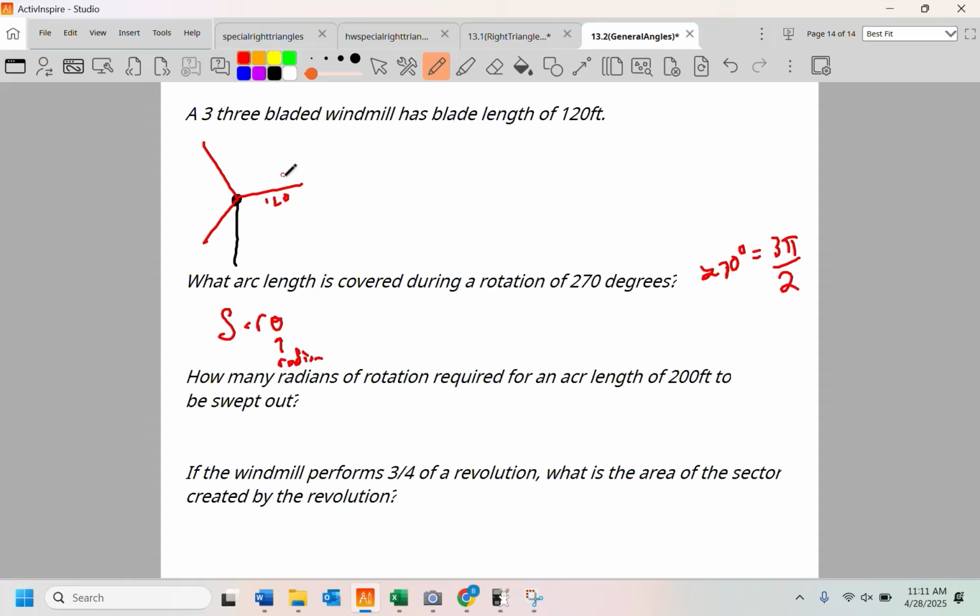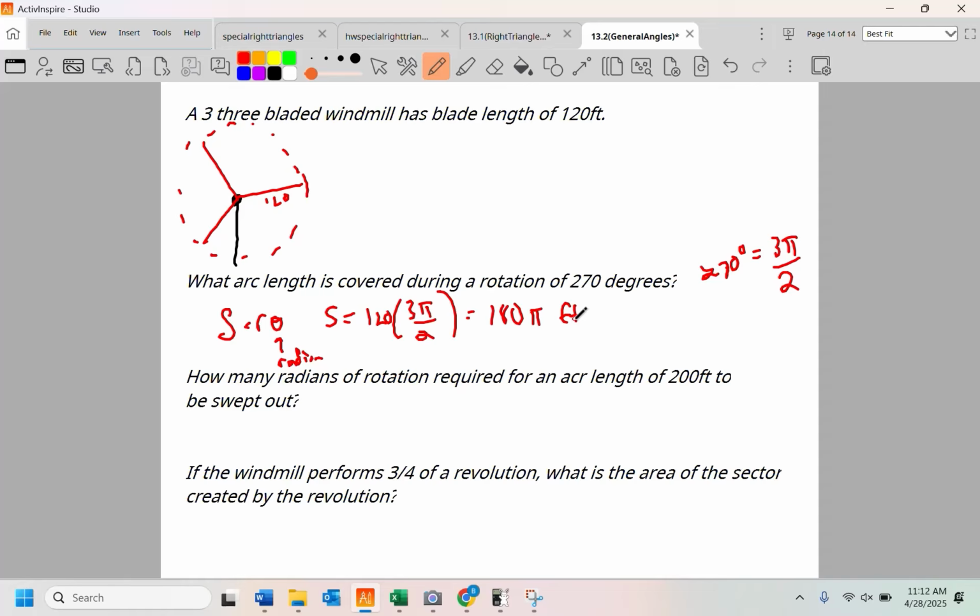And if I imagine the windmill's rotation, it would be the outline of a circle, right? So the radius is 120, and the angle of rotation is 3 pi over 2. So 120 over 2 is 60. 60 times 3 is 180. And this is arc length, feet, 180 pi feet.